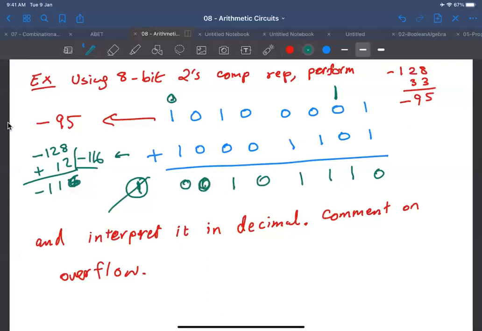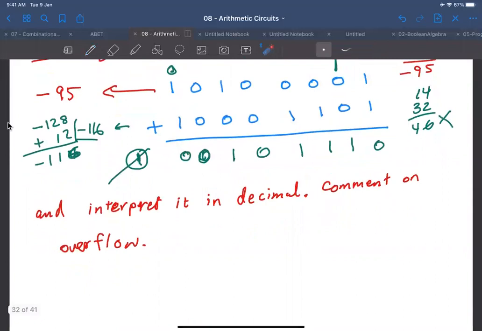What is the result in decimal? It's 14 plus 32, which is 46. So this doesn't make any sense. The result is wrong. So there is an overflow. However, this is the result that you get out of the addition. So there is an overflow, and the result is this one. This last carry is discarded.